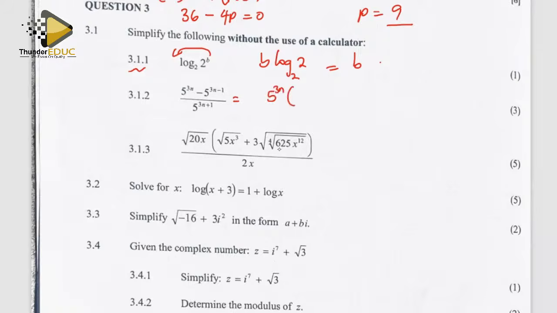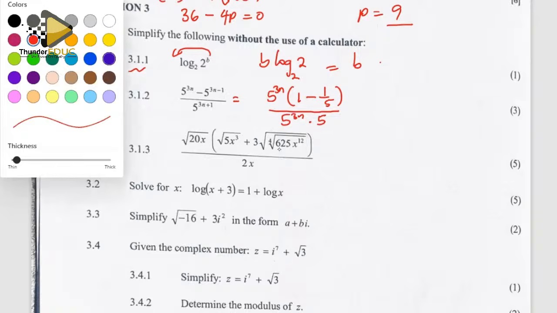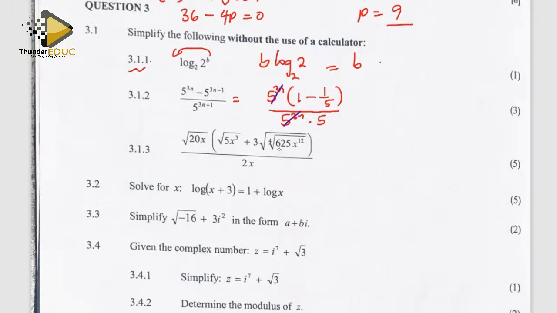Then for this exponent, take out what is common, which is 5 to the 3n. If that is out, I'll be left with a 1 minus 5 to the exponent of negative 1, which is the same as 1 over 5, then over 5 to the 3n, I'm multiplying it by just 5. So the 3n and the 3n will automatically cancel out, okay? So we know that 1 minus 1 over 5 should give us just 4 over 5. And then we divide it by 5, meaning that the answer should be 4 over 25. Remember, we're not using calculators, so you have to leave your answer as a common fraction.